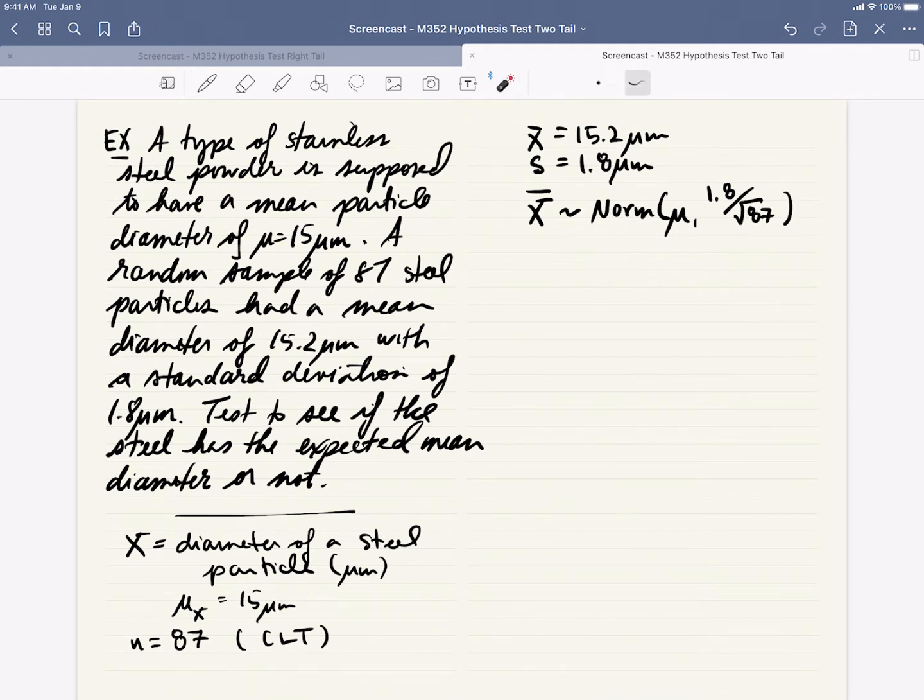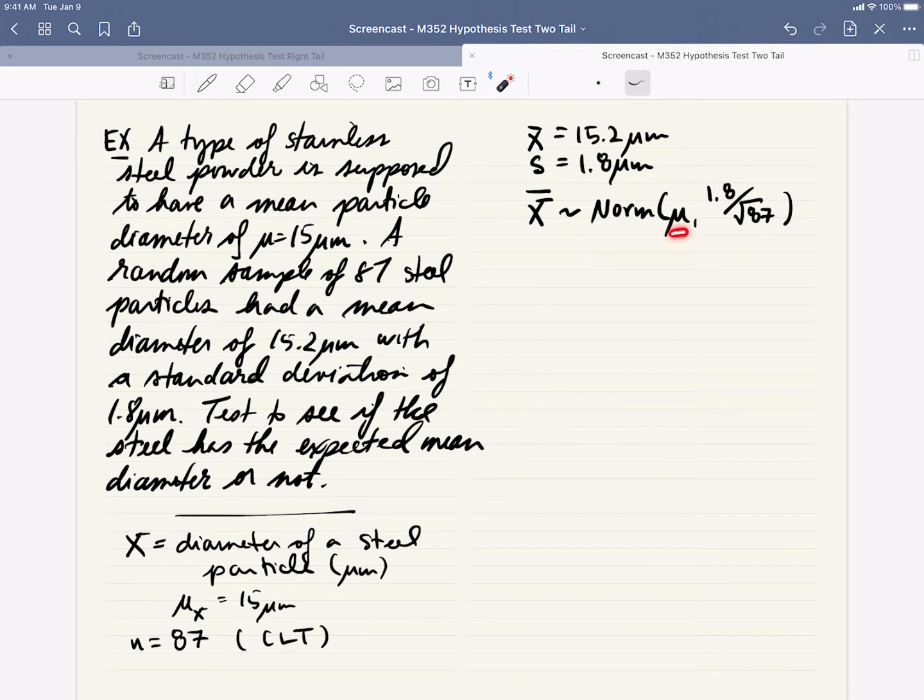Now, notice this is not the population standard deviation. This is our sample standard deviation. But because our sample is so big, we will feel okay about exchanging the sample standard deviation for the population standard deviation. So this is a standard thing the textbook talks about.